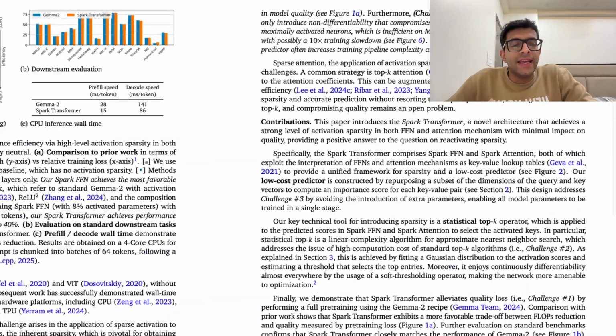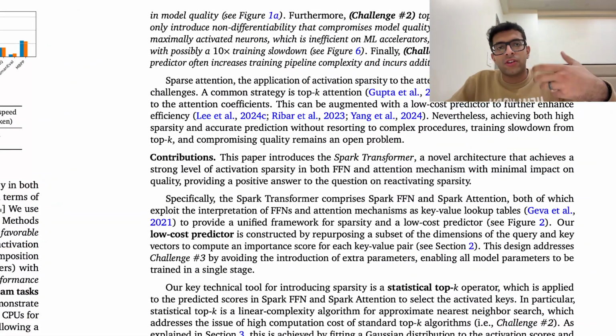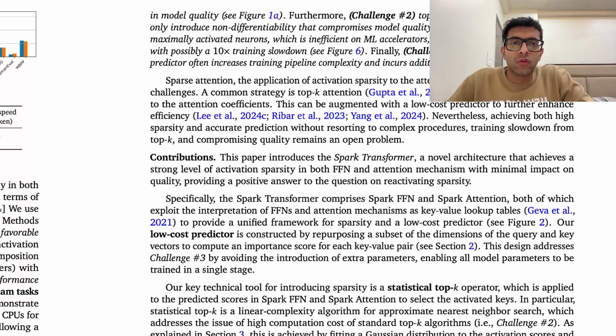And secondly, like I said, the top k thresholding methods at the moment also introduce a non-differentiability that compromises model quality again. And since it involves sorting, it leads to a lot of compute because of that sorting itself. And thirdly, the inclusion of a sparsity predictor often increases training pipeline complexity and incurs additional training costs. I think that's pretty self-explanatory.